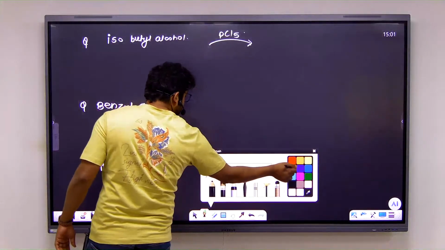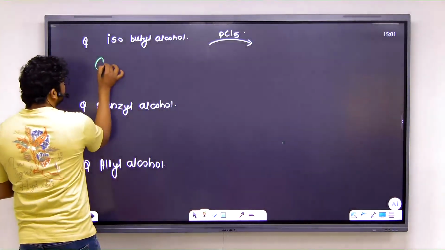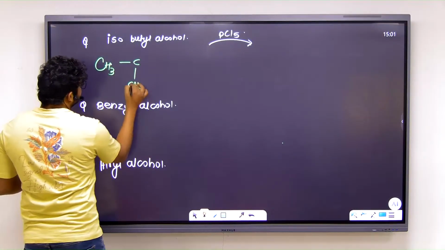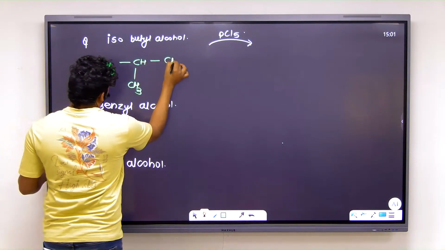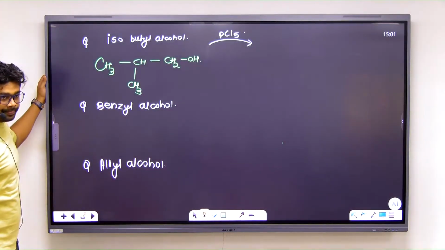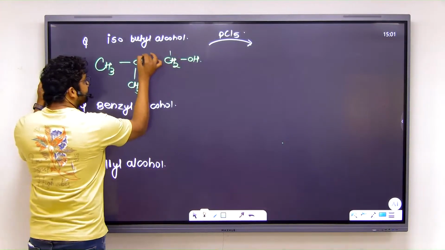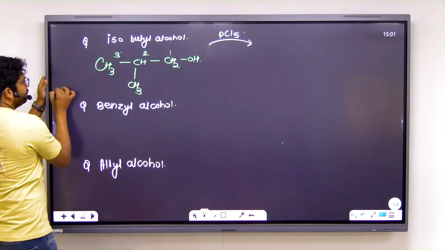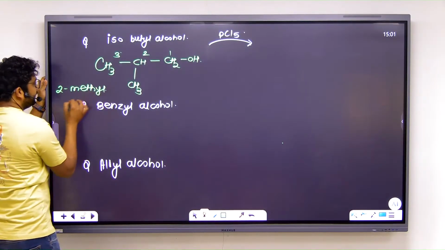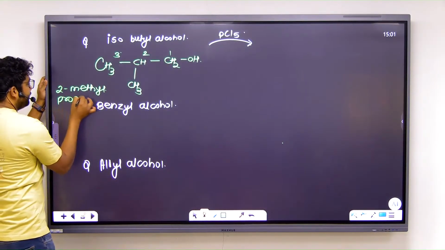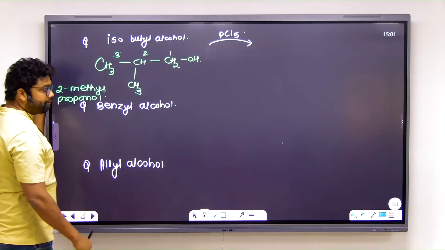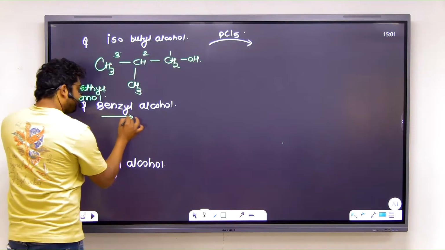So, what is the structure of isobutyl alcohol? Carbon with two CH3 is an iso group, and the fourth carbon has an alcohol; that is isobutyl alcohol. You can write the IUPAC name of this as 2-methyl propan-1-ol. Okay.